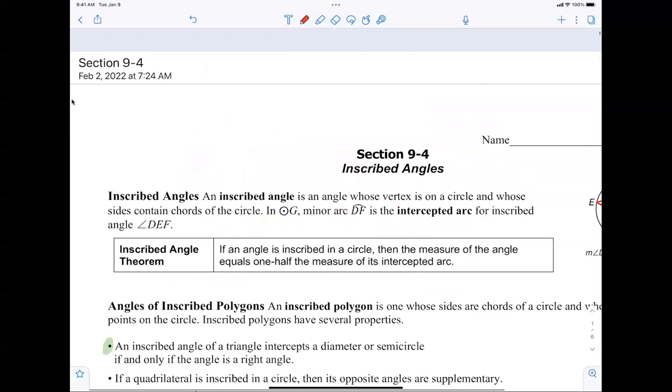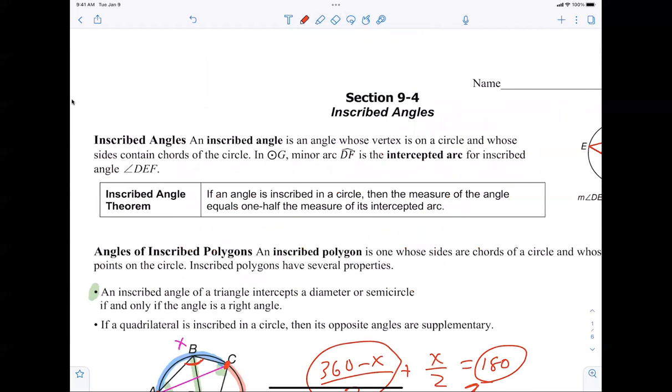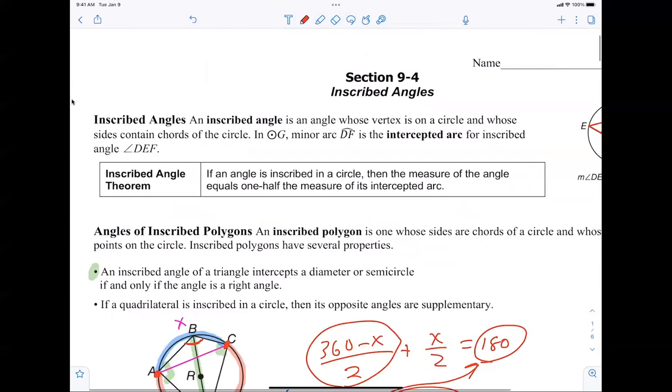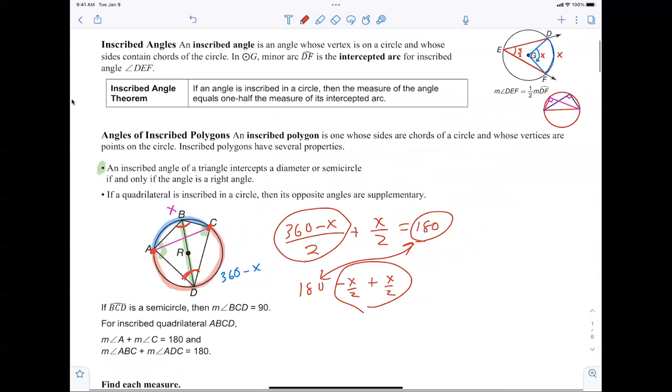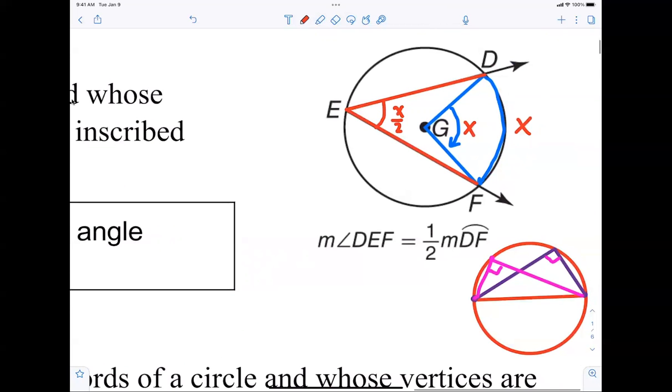Because we just learned up here that an inscribed angle is half the intercepted arc. We just defined it as an angle whose vertex is on the circle. So this right here is the intercepted arc, right? DGF is called a central angle. DEF is called an inscribed angle. The inscribed angle is always half the arc.